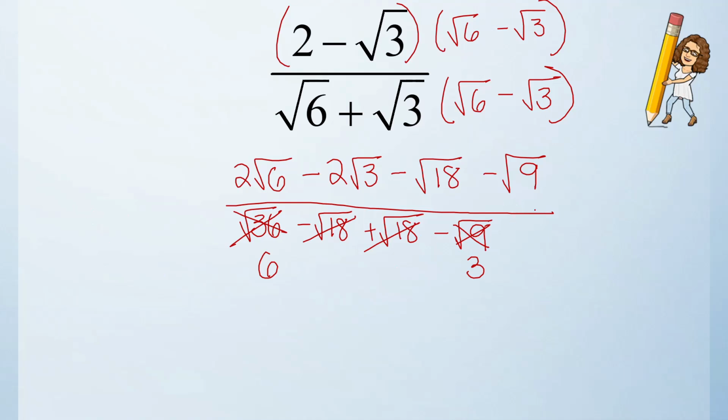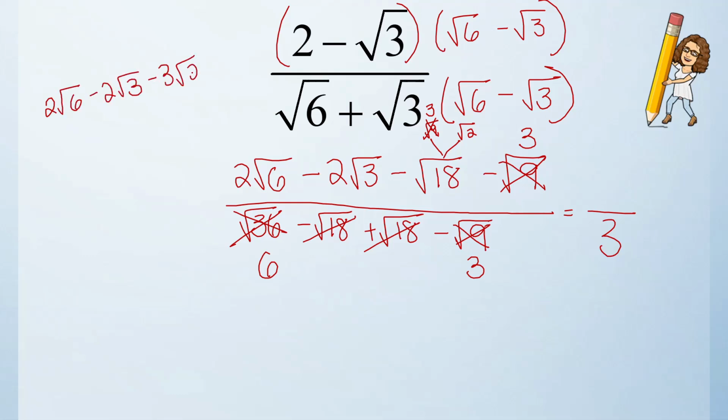I have a 3 in the denominator. Looking at that numerator now, square root of 9, that's just 3. I can simplify the square root of 18. That is a square root of 9 and a square root of 2, which would give me a 3. So I'm going to rewrite what my numerator is here. 2 square root of 6 minus 2 square root of 3 minus 3 square root of 2 minus 3. Oh, gross.